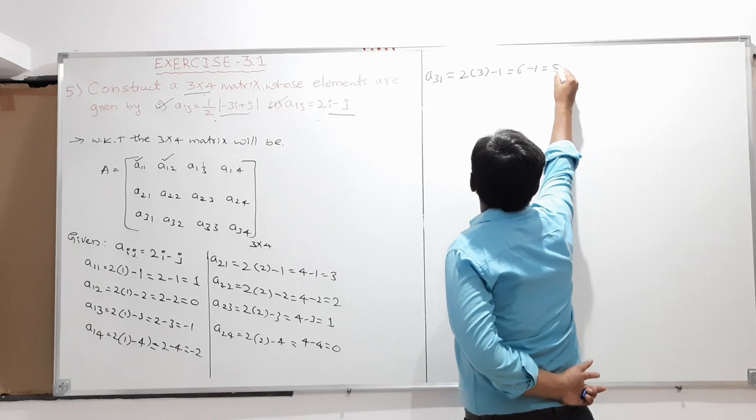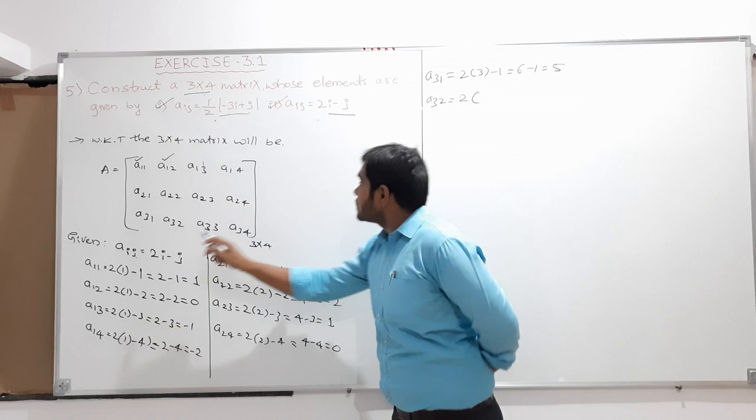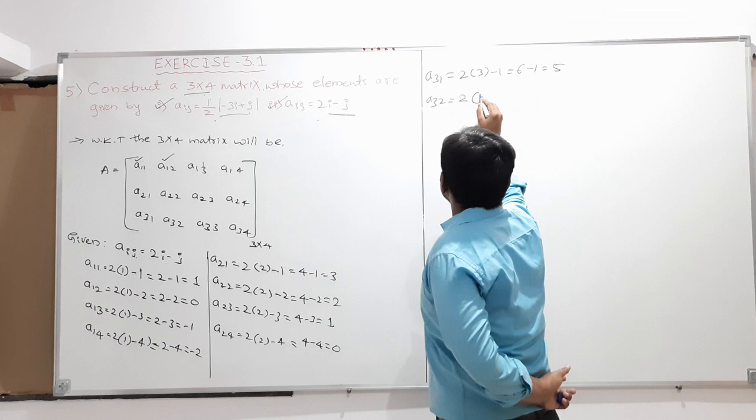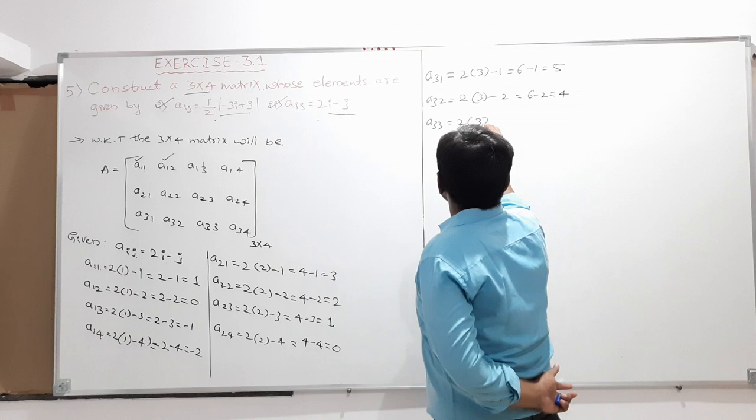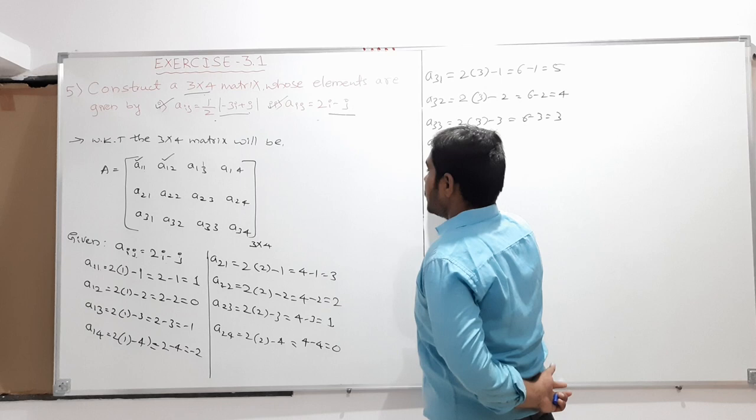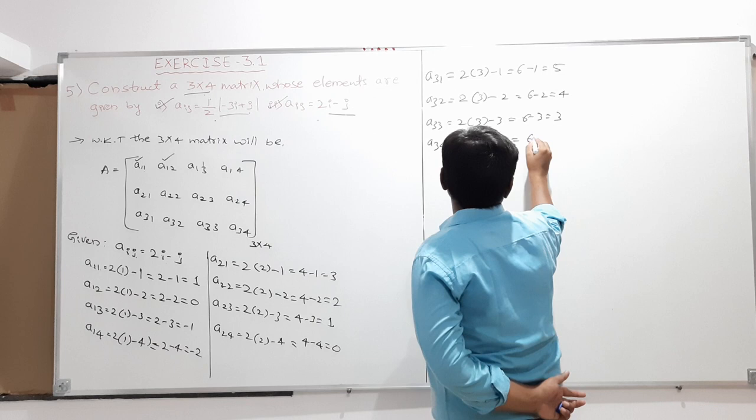Next A32. So A32, I value is 3, J value is 2. So therefore 2 into 3 minus 2, so 6 minus 2 is equal to 4. Next A33. So 2 3's are 6 minus 3 is equal to 3. And next A34 is equal to, students, 2 into 3 minus 4. So 6 minus 4 is equal to 2.